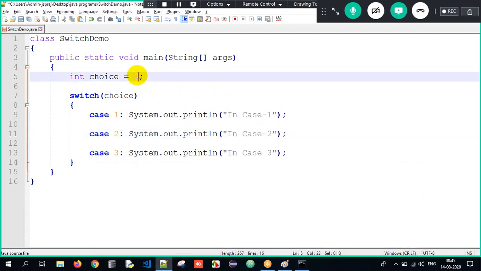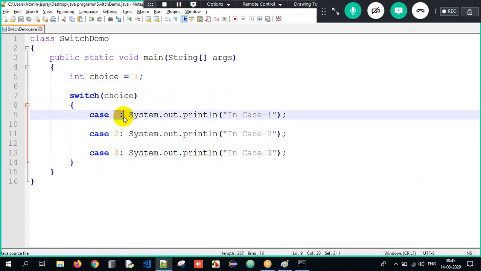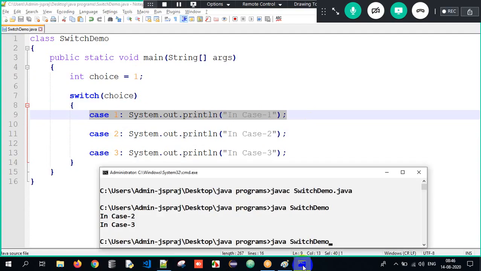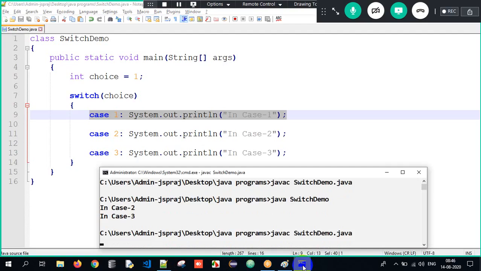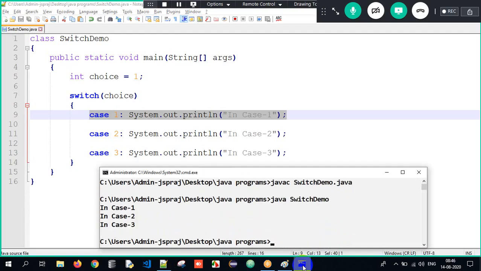Now I'm passing the choice as 1. When I say switch of 1, is 1 equal to 1? Yes, true. My expected output is that case 1 should get executed and the remaining case blocks should get ignored. But when I execute it, I get a different story altogether. When I compile and interpret it, can you see the output? Case 1, case 2, case 3, all 3 cases are getting executed. My necessity was 1 in case 1, 2 in case 2, 3 in case 3. But over here, all the cases are getting executed.